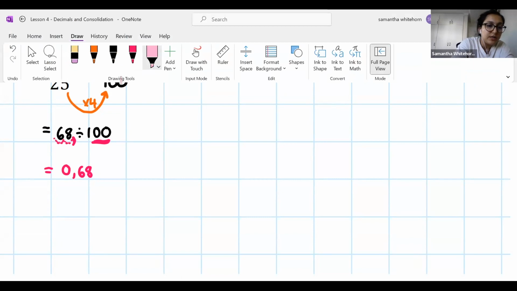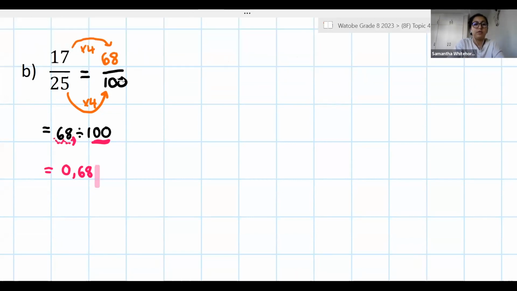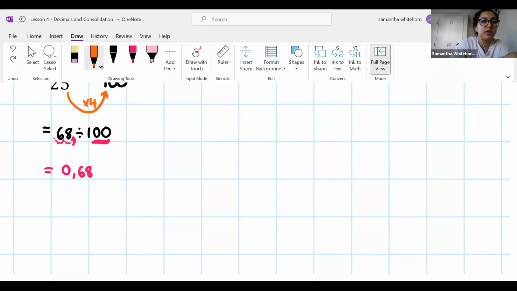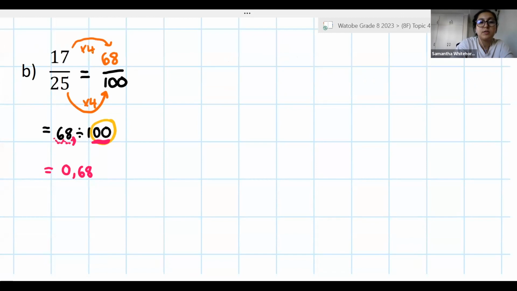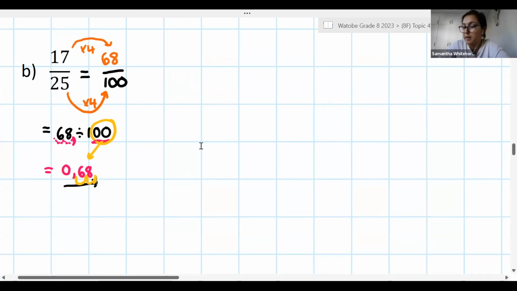If we have a look, the decimal moved, that was a bit of an aggressive highlighter. I do apologize. Let me try that again. The decimal has moved 2 places to correspond with those zeros. It went from after the 8, 1, 2. It moved 2 positions over to correspond with my 2 zeros. And so here, 17 over 25 represents 0.68 as a decimal. So the 8 is coming from me multiplying the 17 by 4.